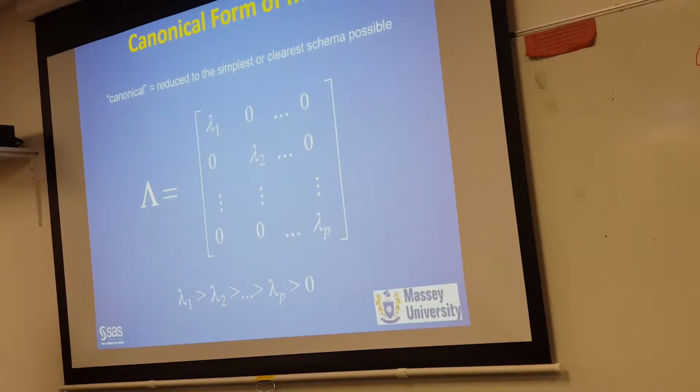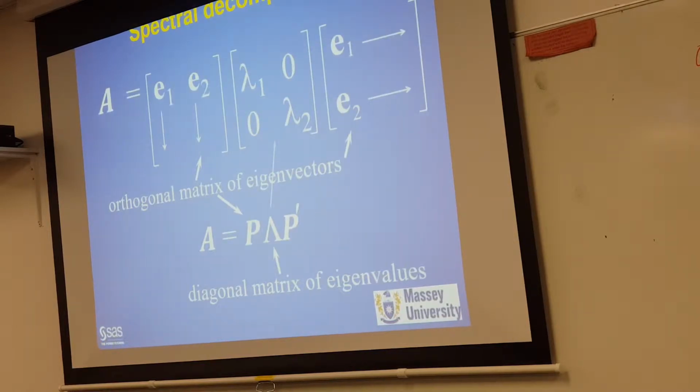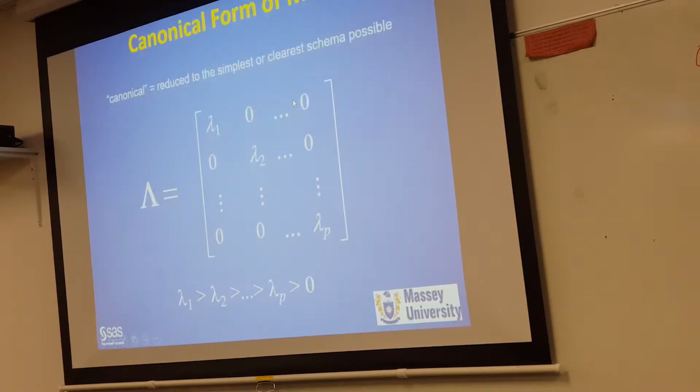Right, so the canonical form is when we have these lambdas arranged from biggest to smallest down here, and then we've got zeros along the diagonal.